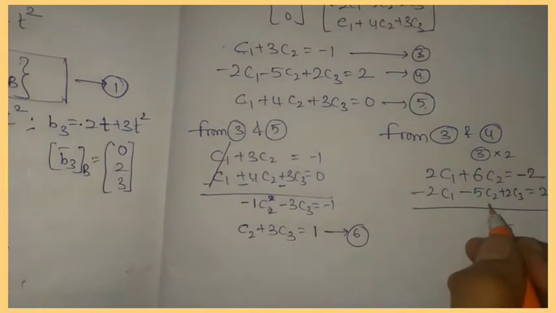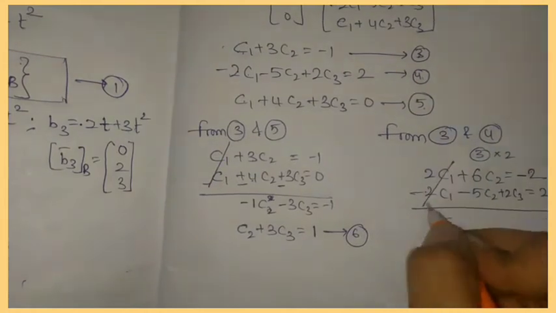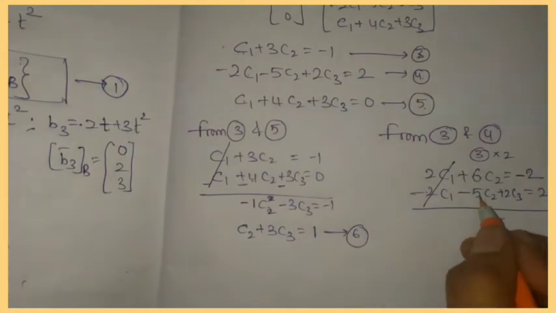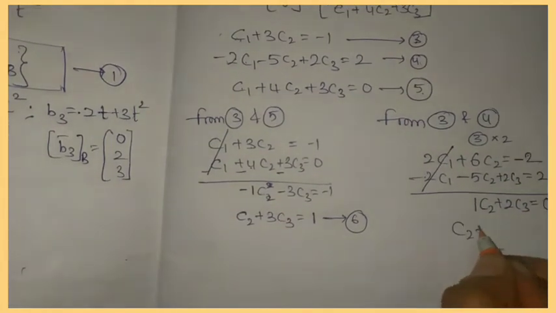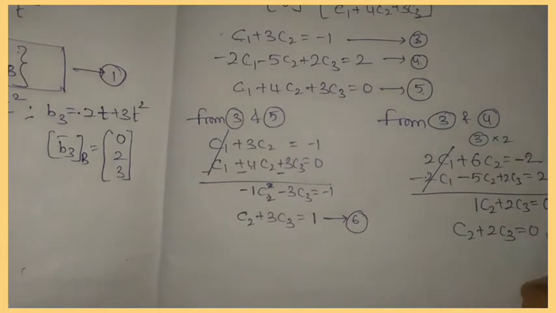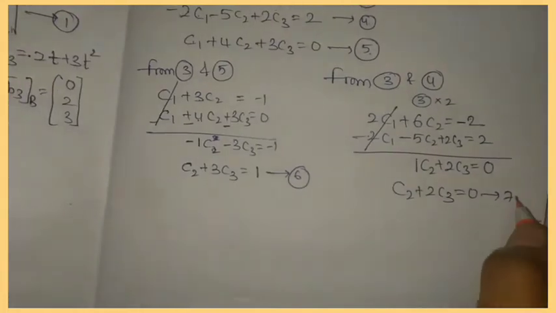No need to change symbol because plus minus is there, so we will directly cancel. 6 minus 5 is 1c2 plus 2c3 equal to 0. Therefore c2 plus 2c3 equal to 0. This is equation number 7.